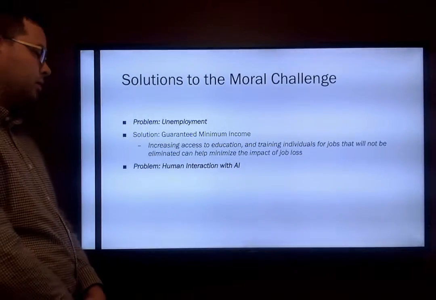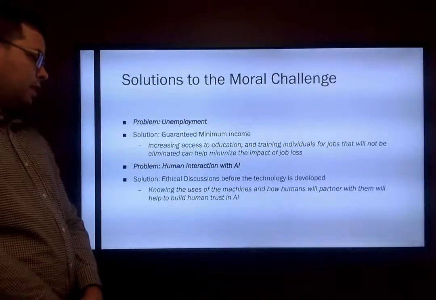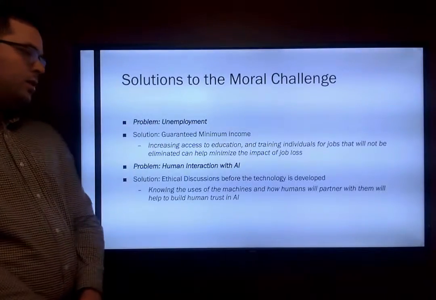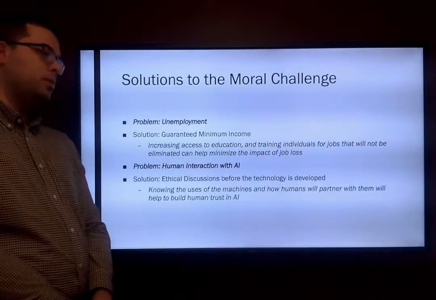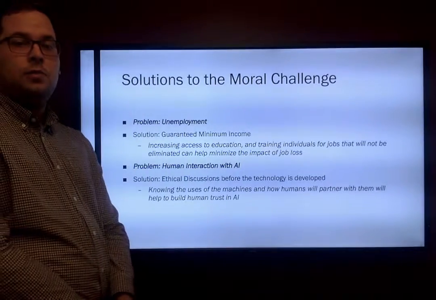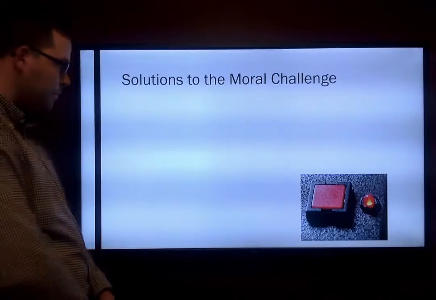The second one was human interaction with artificial intelligence. And the solution is ethical discussions before the technology is developed. So if we know the uses of the machines and how humans will partner with them, this will help humans as a general population build their trust in artificial intelligence.